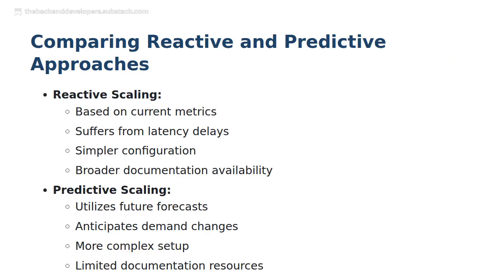Reactive scaling responds to current metrics but suffers from latency delays. It features a simpler configuration and broader documentation availability. In contrast, predictive scaling uses future forecasts to anticipate demand changes, but it comes with a more complex setup and limited documentation resources. Each approach has its strengths and weaknesses that can significantly impact performance in dynamic environments.